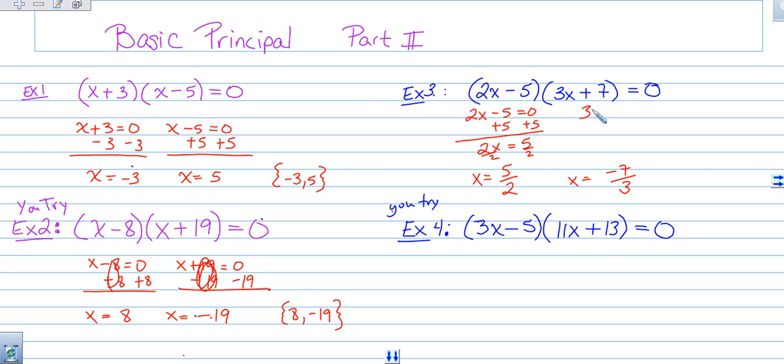Same thing here. You take 3x plus 7, set it equal to 0. Subtract 7 from both sides. 3x equals negative 7, and then you end up dividing by 3, and you end up with these two answers still. Okay? So pause the video, try example 4 on your own.